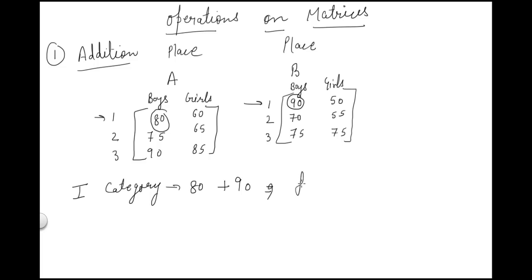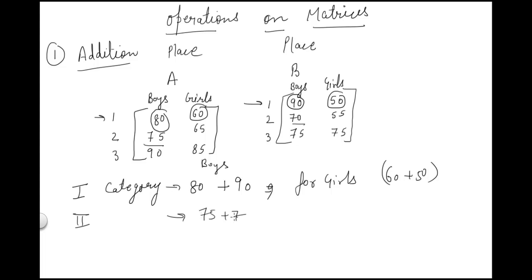Okay, and if this is for boys, for girls she will have how much? 60 plus 50 for label 1. Similarly, for the second category she will have 75 and 70 for boys, and for girls 65 plus 55. And in the third category, for both the factories the production for boys is 90 plus 75 and for girls it is 85 in the first factory and 75 in the second factory.